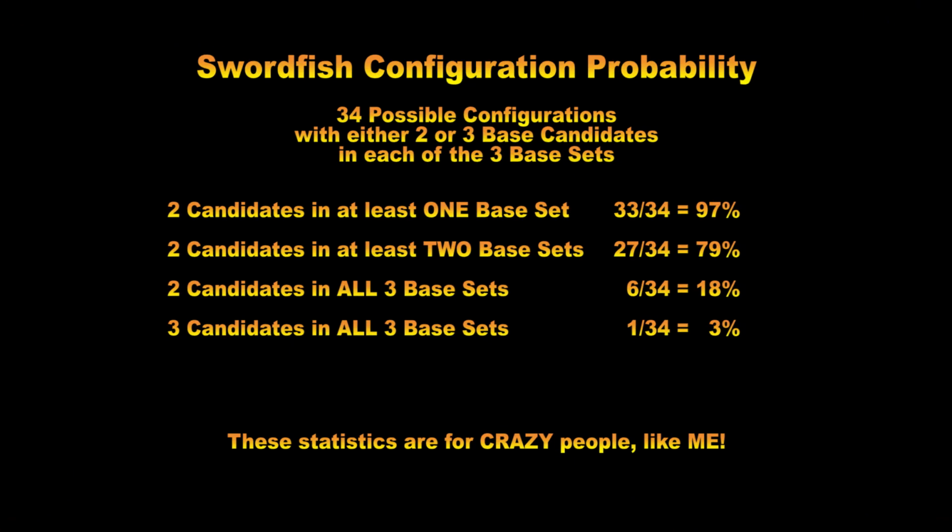This means there is a 97% chance, in other words, 33 out of 34, that any random swordfish is going to have two instances of the fish digit in at least one of the base sets. This means that at least one of the three base sets will almost always be a conjugate pair. And just for the record, there is a 79% chance that there will be two instances of the fish digit in at least two of the base sets, and there is an 18% chance that it will have two instances of the fish digit in all three of the base sets.